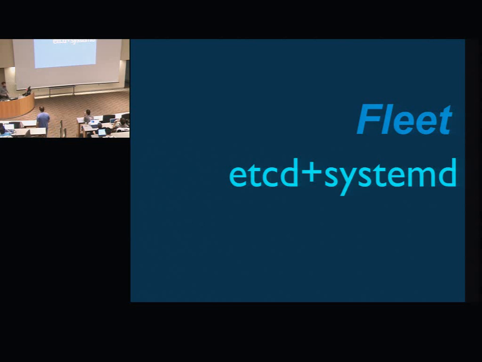Fleet. So fleet is what happens when you take systemd on one side, which is the init system that actually controls processes, and then you plumb it into etcd on the other side. So what it effectively gives you is a distributed init system. It allows you to schedule processes across a set of machines, and etcd will guarantee that one of the hosts is actually running that process, okay?